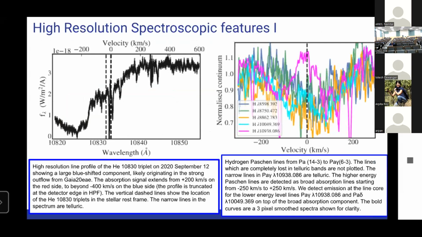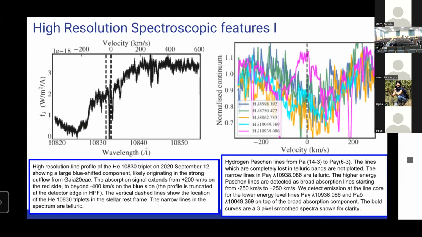So next are the high resolution spectral findings that we obtained from the 10-meter telescope. We can see here the high resolution spectrum of the 10830 line, as it extended beyond minus 400 kilometers per second. From this spectrum, we found that the outflow velocity traced by the helium 10830 line varied from around 593 to around 490 kilometers per second. Also, we found some weak emission features of the Paschen beta line of hydrogen, which also act as faint accretion tracers.